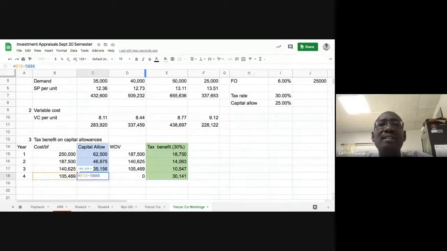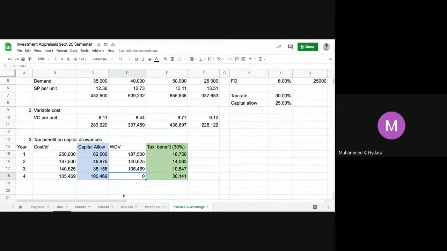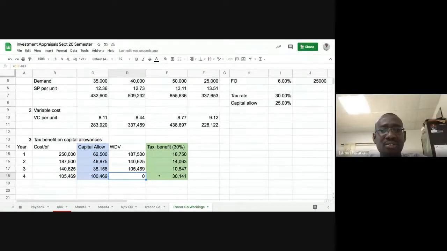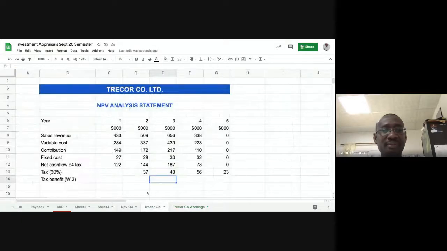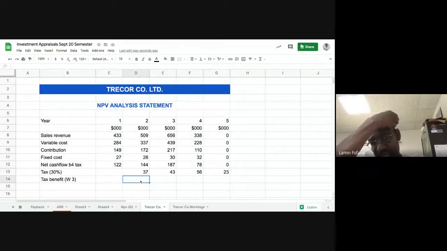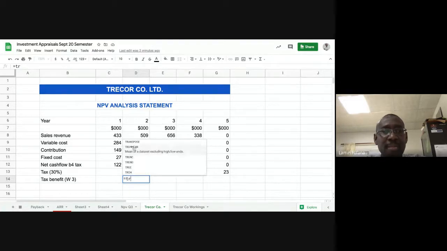Mohammed, you have to understand this. This is not a tax cost. This is a tax benefit. Okay, thank you. Okay, so this 30,000 is income, not an expense, and is on this capital allowance. Okay. Any questions, please? Any more questions, please?